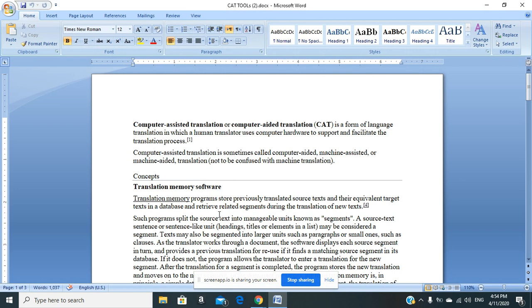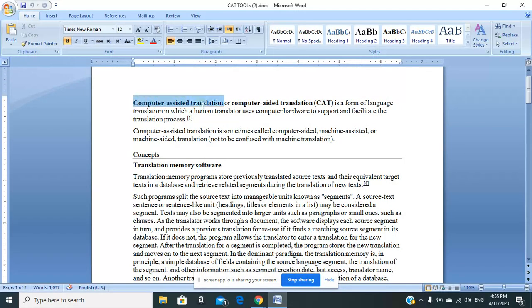Dear students, these are the main definitions in computer-assisted translation. Okay, this file, CAT Tools 2, you will find in Moodle. Let us read first the definition of computer-assisted translation or computer-aided translation, CAT.